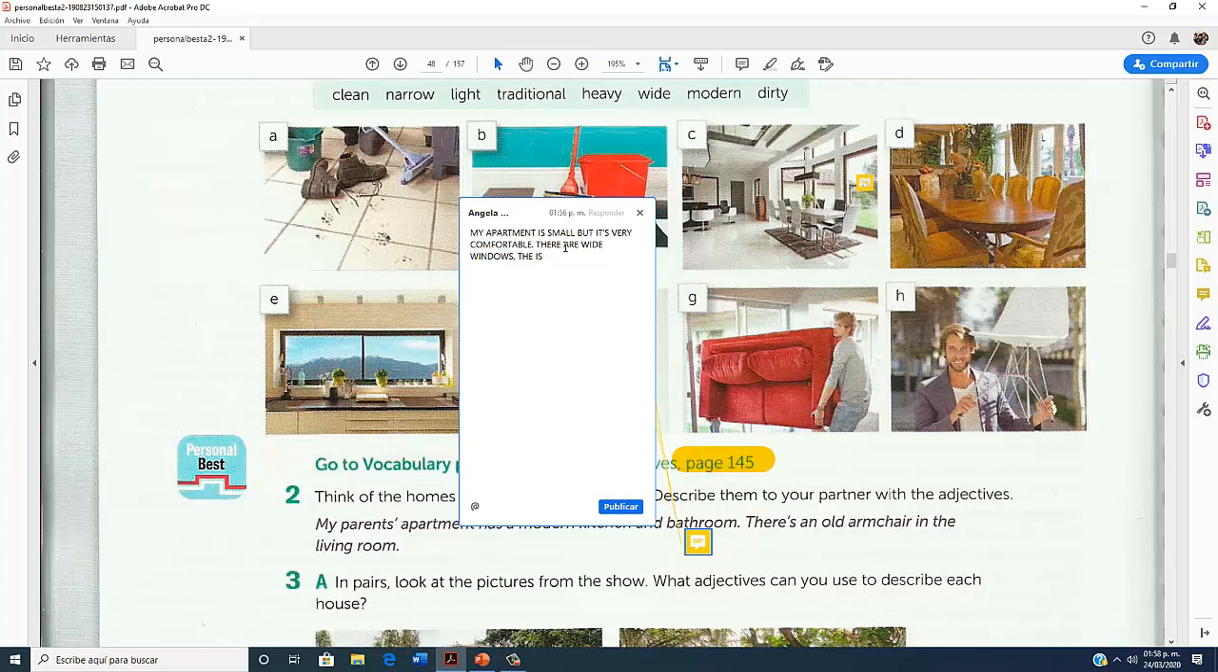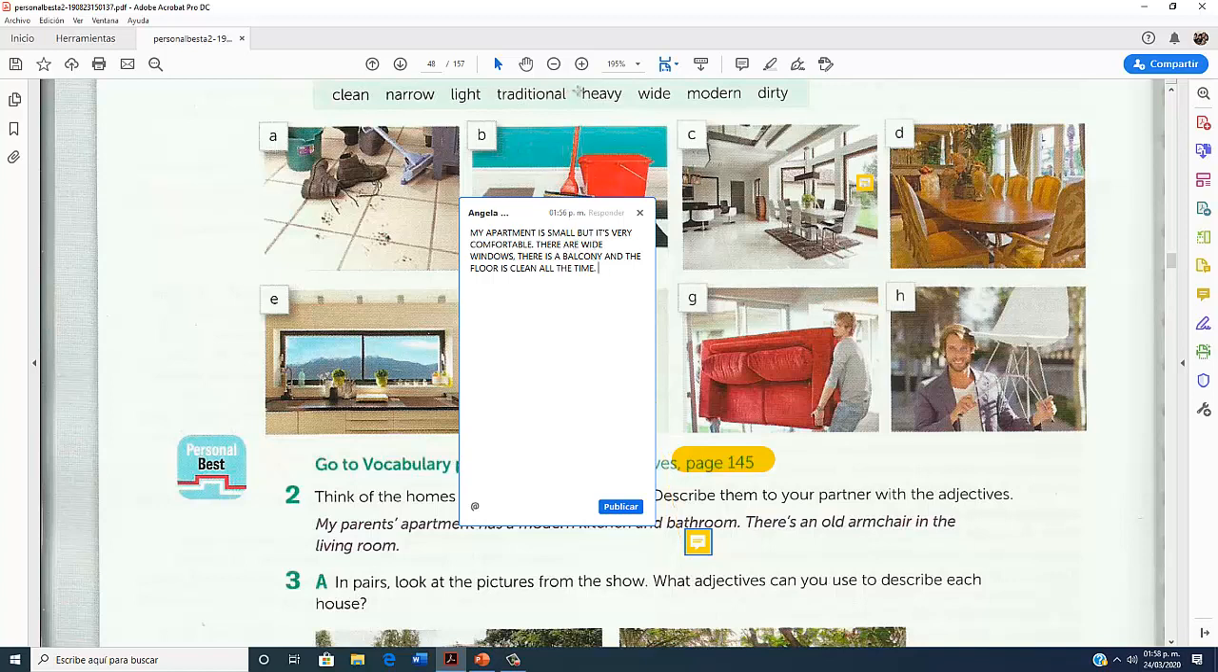There is a balcony, and let me use, how can I use another adjective? And the floor is clean all the time. Oh, yes, perfect description. Look at this. This is in my case, okay?